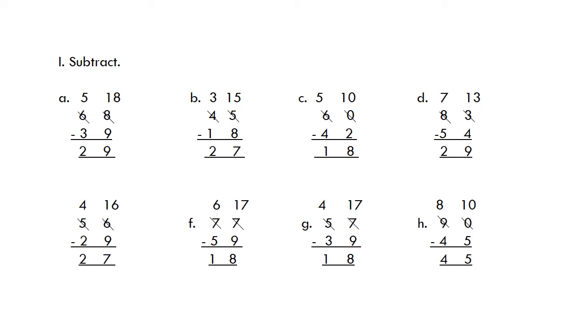Now 10 minus 5 is 5. Write 5 under ones column. Now look at the tens column. 8 is left there. So 8 minus 4 is equal to 4. Write 4 under tens column. So children, 90 minus 45 is equal to 45.